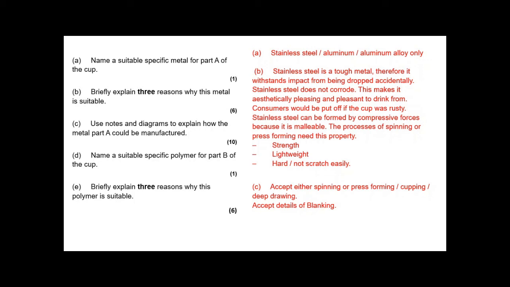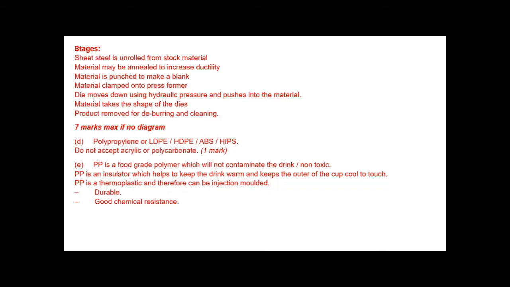So C, use notes and diagrams to explain how the part A could be made. So typically it's probably either spinning, press forming or cupping. So if we look at some of the stages of it, sheet steel is rolled from stock material. It's then annealed to make it more ductile so it's easy to move around. Its material is then punched to make a blank. It's then clamped onto the former and the die moves down with the hydraulic press to draw out the material to take the shape of the die, and then the product is removed, deburred, which is get rid of all the rough edges around it, and cleaned.